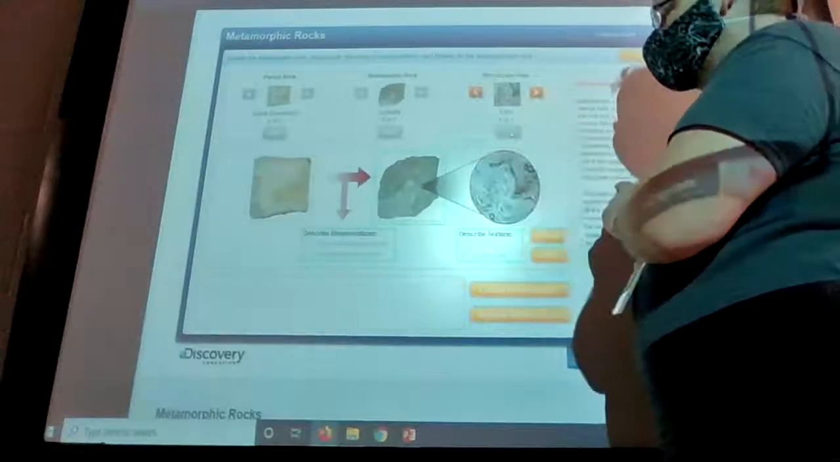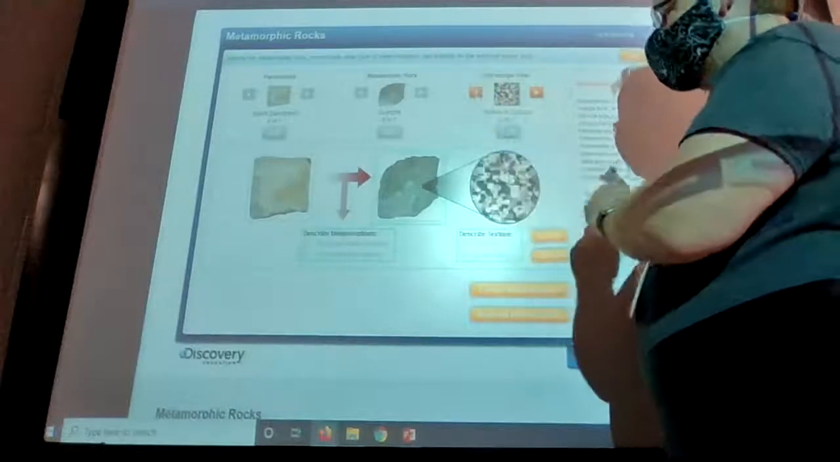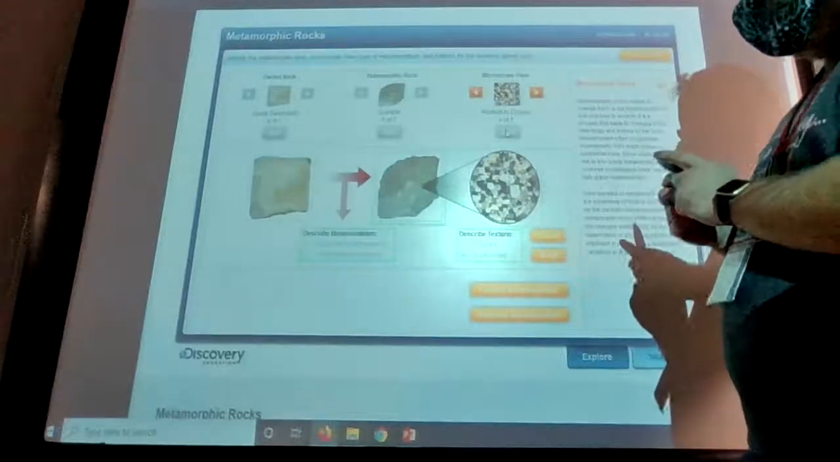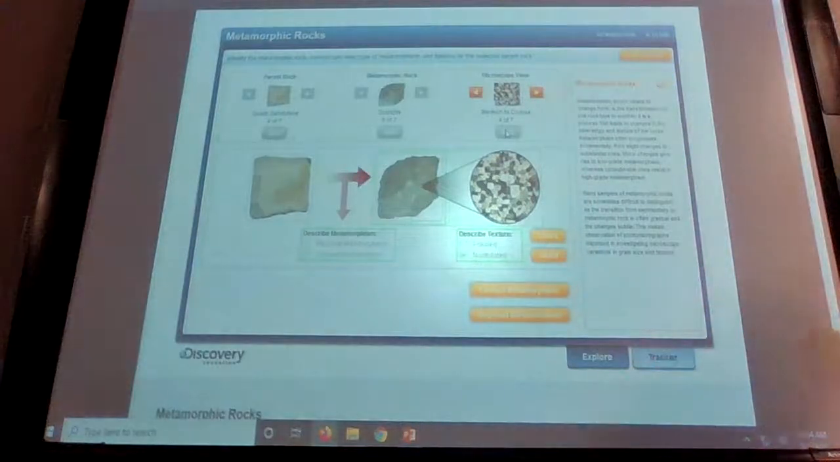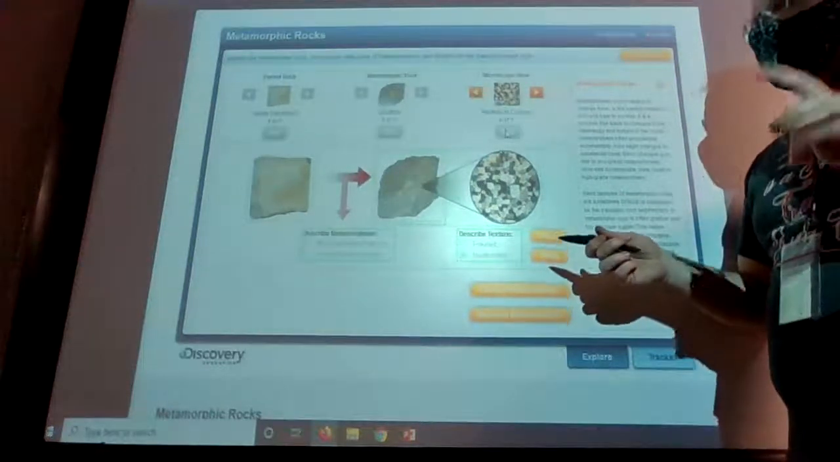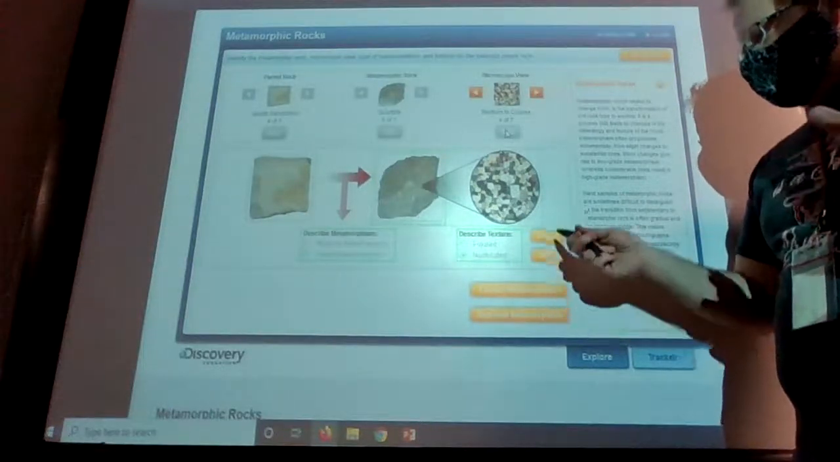Which one's it going to be? That's not it. Number 4? That doesn't look like it. That's fine. I understand. It's medium to coarse, but that's for granite and not a quartzite. But I'll let it slide. That's fine.